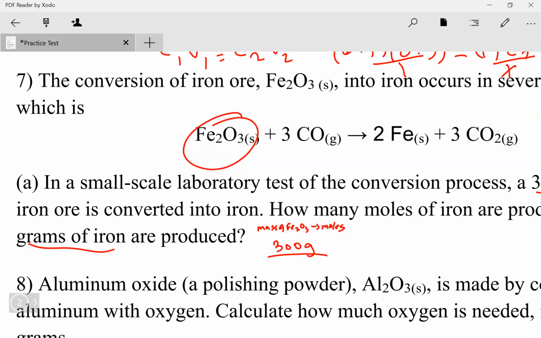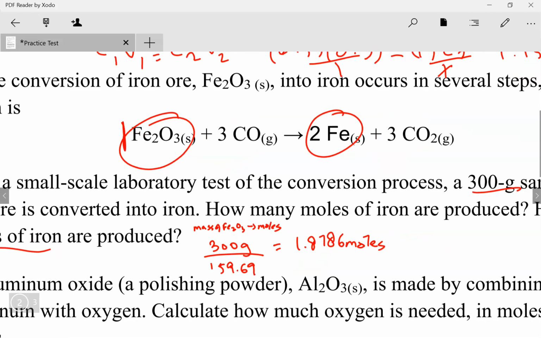So what is the molar mass of Fe2O3? It's apparently 159.69 grams per mole. So this gives me 300 divided by 159.69, which is 1.8786 moles. Now we have here a ratio. 1 mole of Fe2O3 gives 2 moles of iron. So 1 mole Fe2O3, 2 moles of iron.